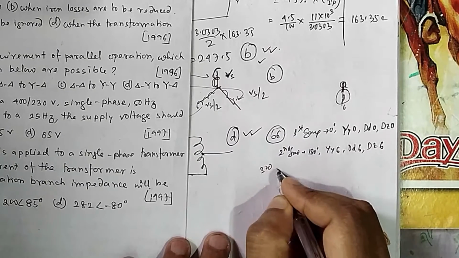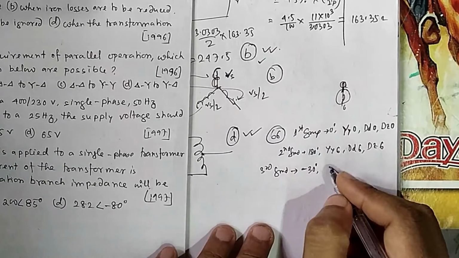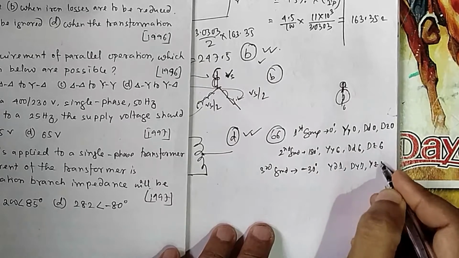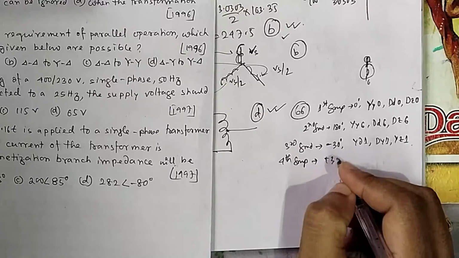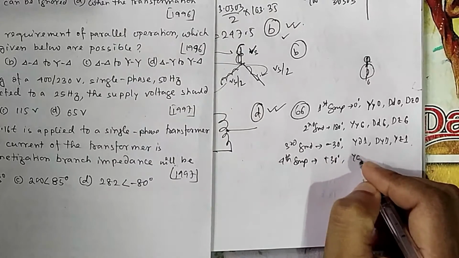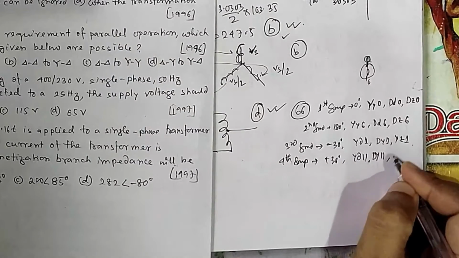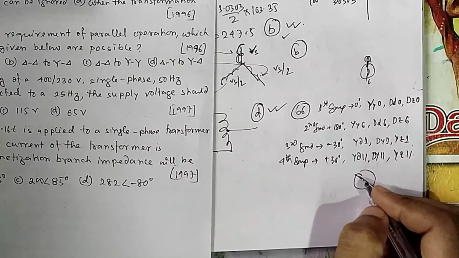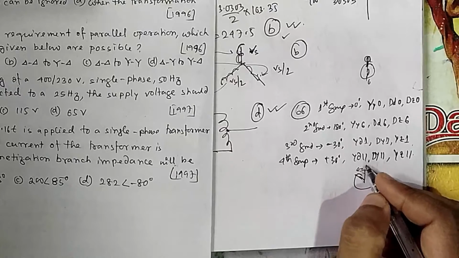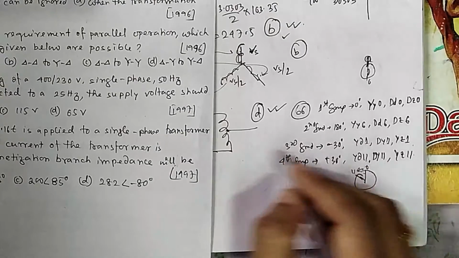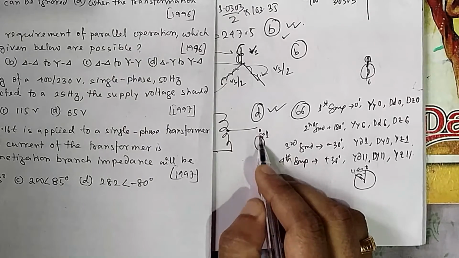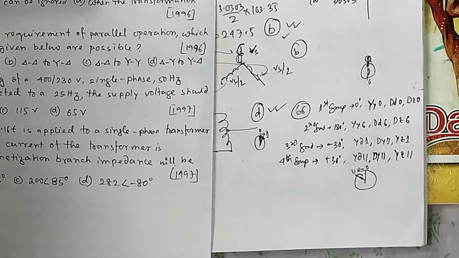Then the third vector group was minus 30, that is Yd1, Dy1, Yz1. In the fourth group it is a plus 30 degree shift, it is Yd11, Dy11 or Yz11. 11 means this is at 11 and this is at 0, so it is plus 30 degree. 1 means this is at 0 and that is at 1, so it is minus 30 degree. You can see primary at 0, secondary at 1. That is the meaning of this.